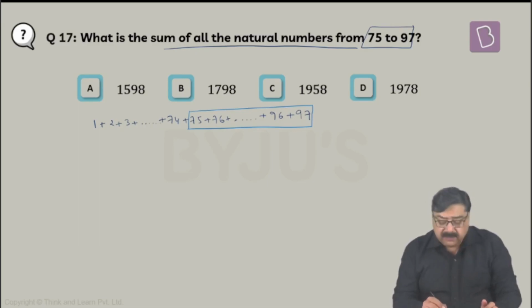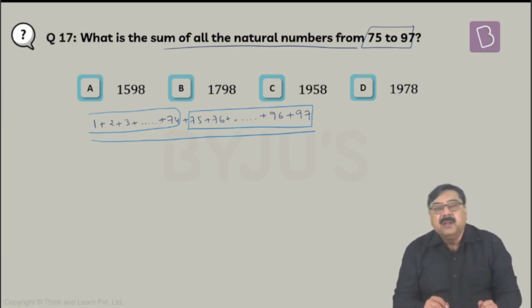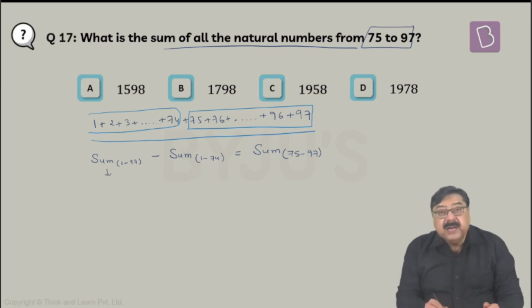So what we will do is, we will find out the sum of all the numbers from 1 to 97, and from that we will subtract the sum of natural numbers from 1 to 74, and the remaining amount shall be the sum of the numbers from 75 to 97. Now for the sum of numbers from 1 to 97, we will make use of the formula n into n plus 1 by 2.